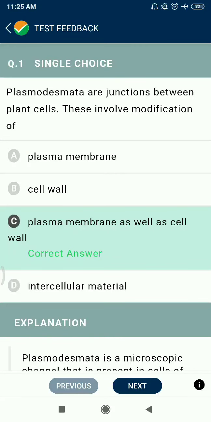Question number 1: The plasmodesmata are junctions between plant cells. These involve modifications of plant plasma membrane as well as cell wall. You should also remember this.